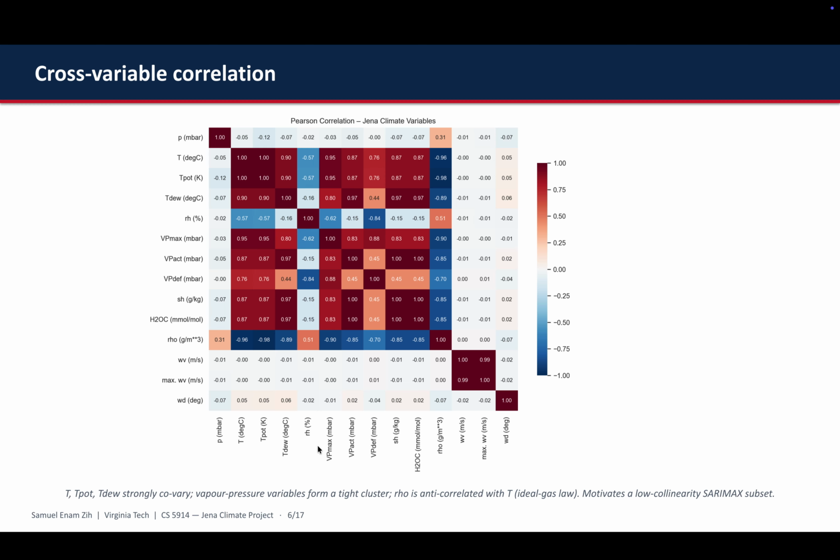The practical consequence: if I were to throw all 13 drivers into SARIMAX, I would have severe multicollinearity. So in the modeling stage, I restrict the exogenous set to a low collinearity subset: pressure, relative humidity, density, and wind speed.